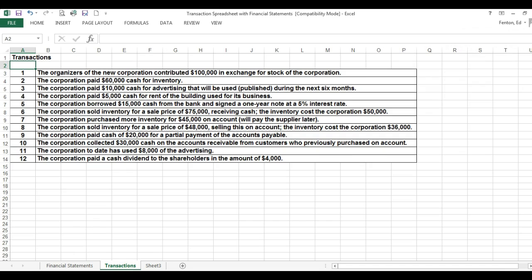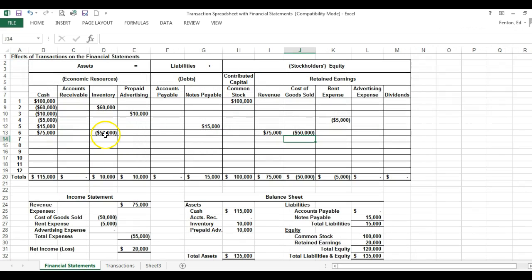Transaction 7. The corporation purchased more inventory for $45,000 and did not pay cash for it, but purchased on account. So we'll pay the supplier later. So $45,000 is another increase in inventory. Cash is not being used, so we will show this as a liability that we owe. So our liabilities went up $45,000.